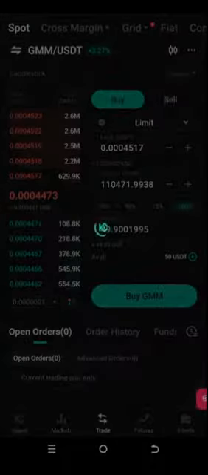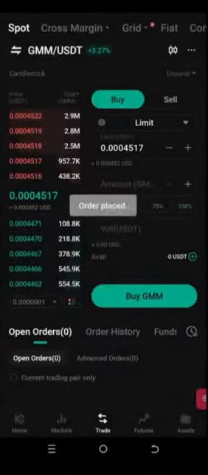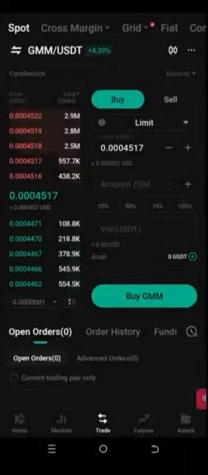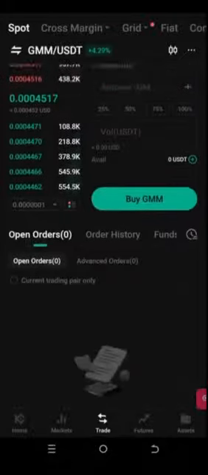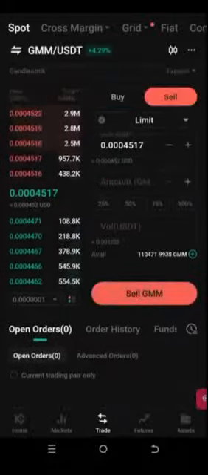Let's buy this. I'll tell you, this is going to be sharp. It isn't going to waste time at all, right? I told you. So what we have here is 110,471. Okay, so we're going to quickly send this over to Mexi.